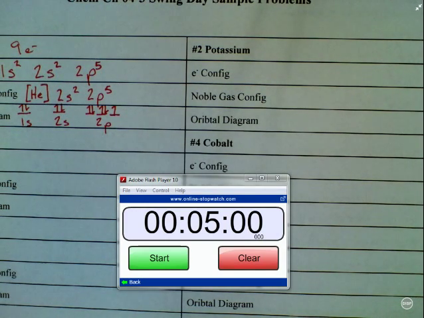All right, so I have a timer set for 5 minutes. During this 5 minutes, I want you guys to do potassium. I want you to do each of the 3 representations for potassium. Then at the end of this 5 minutes, I'll show you the correct answers. All right, 5 minutes. Have at it.